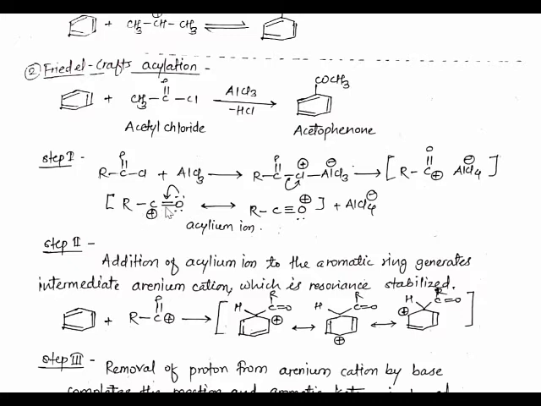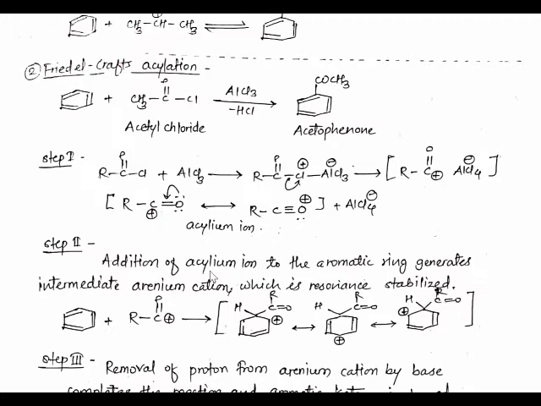To stabilize this, there may be resonating structures. So the electrons will shift here, and you will get this type of structure. But for the substitution, this carbocation will attack on the benzene ring. So in the second step, addition of the acylium ion to the aromatic ring generates an intermediate arenium cation. So you have to substitute this carbocation on the benzene ring.